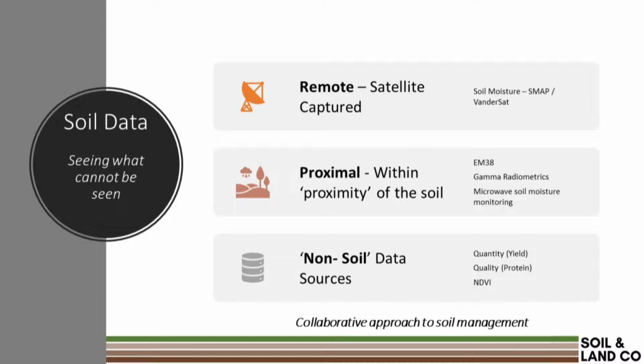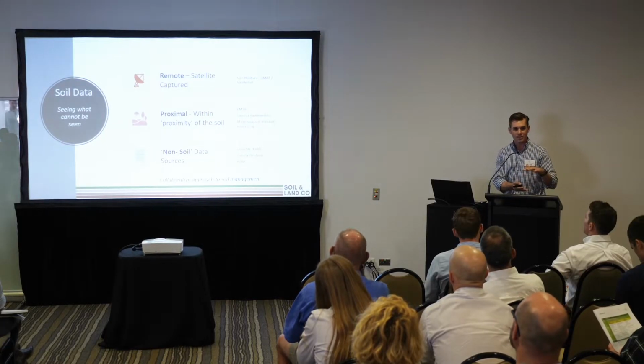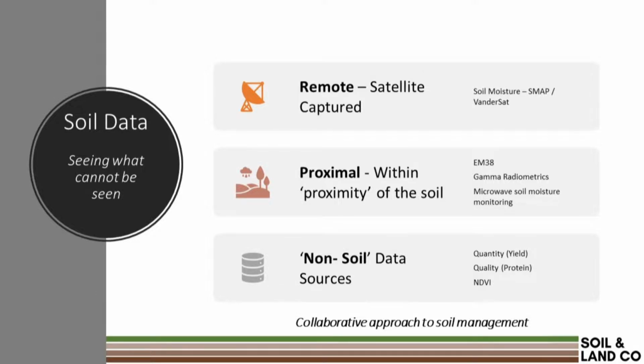But what we've still got to get down to are those micro trends across a managed farm landscape that we really need to manage. So linking that in with proximal soil sensing, that's within the proximity of the soil. A lot of the EM38 and that side of things falls under proximal soil sensing. It's either contact or within, say, 30 to 50 centimetres of the soil.